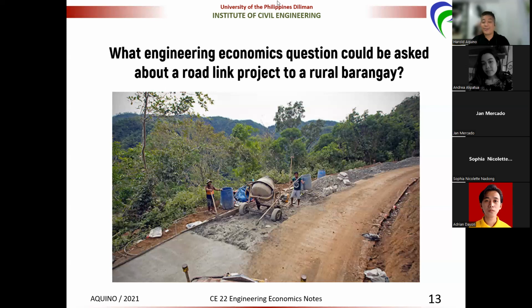So yes, what is the total cost of the project? How would the project benefit the locals, or how would the project impact the locals? Who will be using the road? Will the net benefits outweigh the cost?